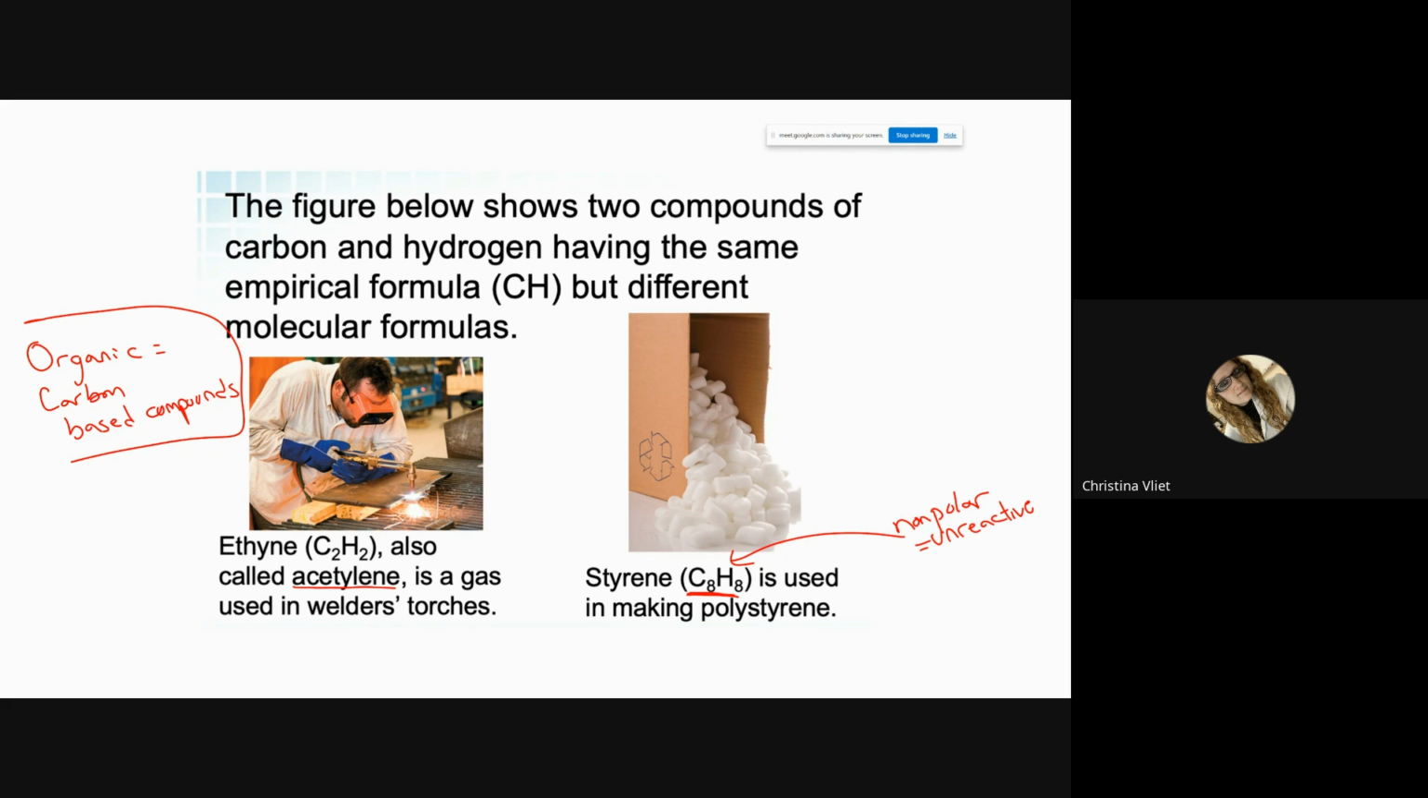Unless you make something alternative instead of what they're currently making. And that is an active area of research, making better biodegradable materials.